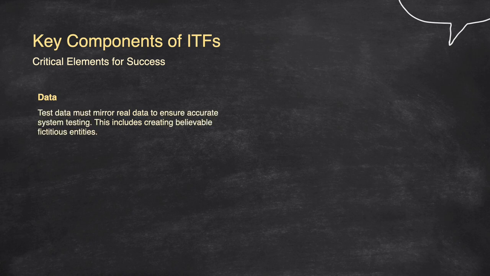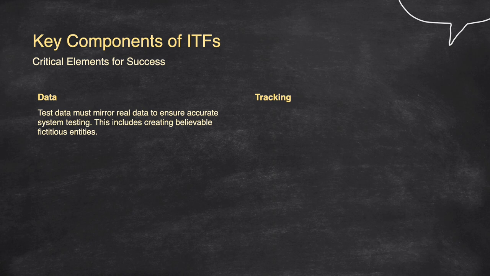Friends, test data needs to look like real data so that we can accurately test systems. This means making fake things like customer profiles or transactions that seem real. So friends, when the test data looks real, it helps us to check how well the system works in a variety of situations. Similarly, integrated test facilities use this realistic test data to see if systems are working correctly without actually using real customer information, keeping everything safe and secure.